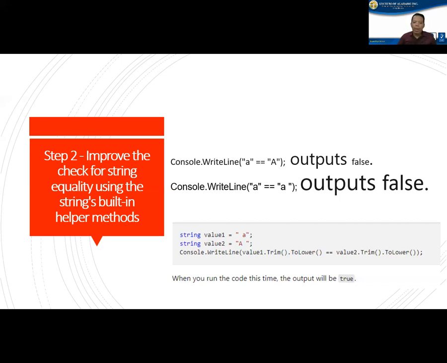So let's improve the previous check for equality by chaining these methods on both values in this code listing. So say for example, string value 1 is equals to lowercase a, and there is a blank space prior to the lowercase character a. Then the next statement is string value 2. This time it is assigned to uppercase a, and there will be a blank space after.